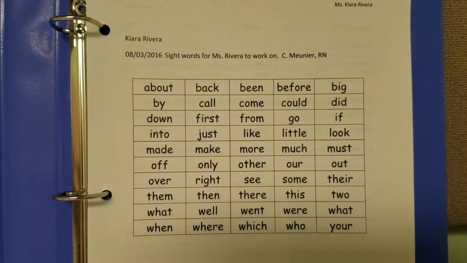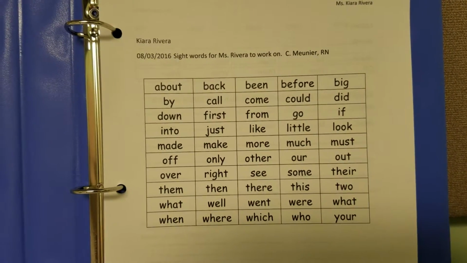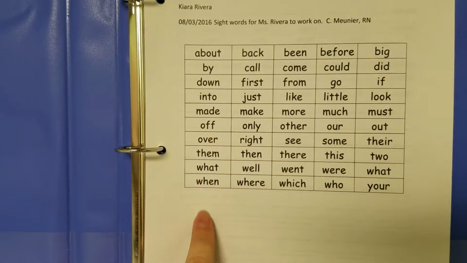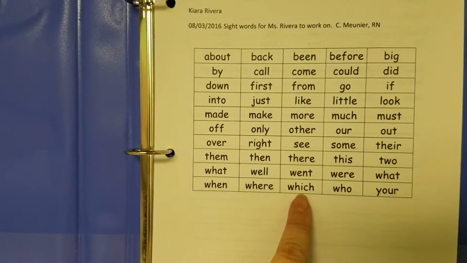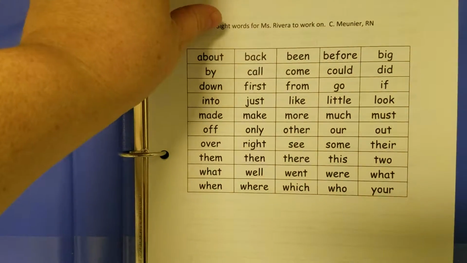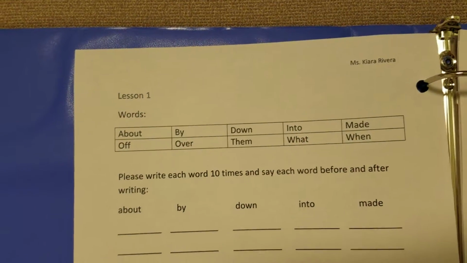Hello, Kiara. So, these are the sight words that I have for you that I'm going to be bringing over to your house today. They're going to be in lessons. This is lesson 1, lesson 2, lesson 3, lesson 4, and lesson 5. So we're going to turn the page. So let's go over lesson 1's words.